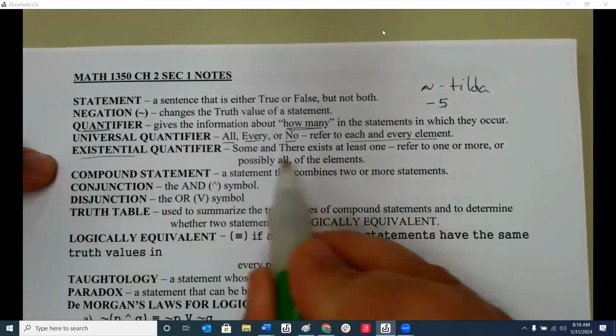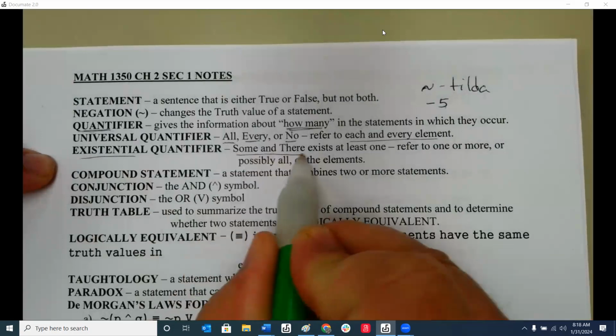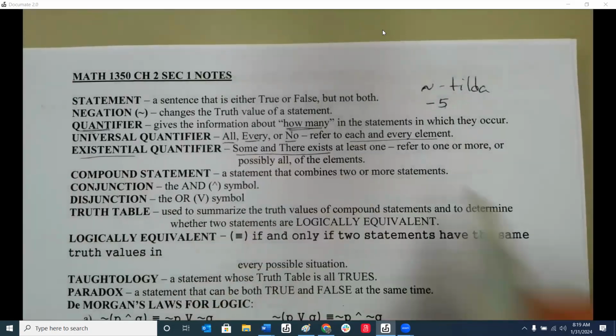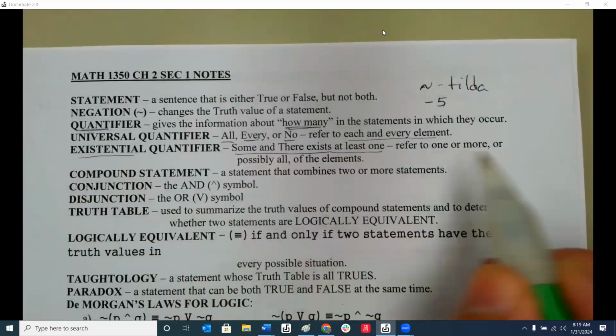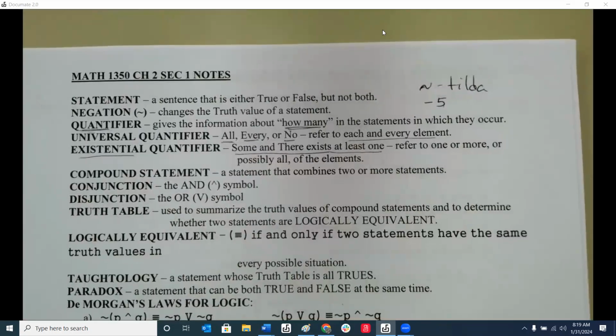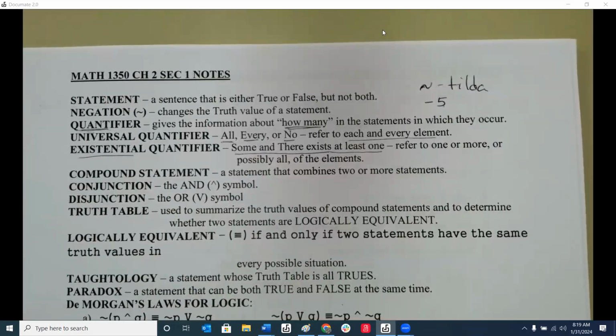Existential quantifiers: some and there exists at least one. They refer to one or more, or possibly, but not necessarily, all the elements. That's what we call the existential. In other words, it's at least one; it could be all of them, it doesn't have to be all of them, but it could be some of them. It doesn't sound too accurate, does it? It could be, it doesn't have to be.